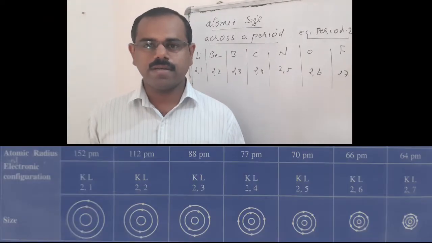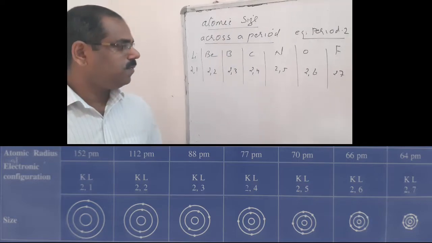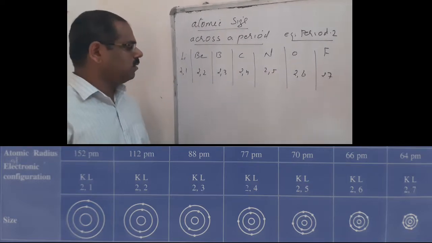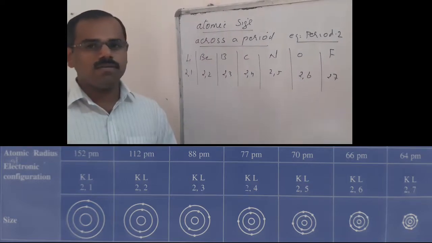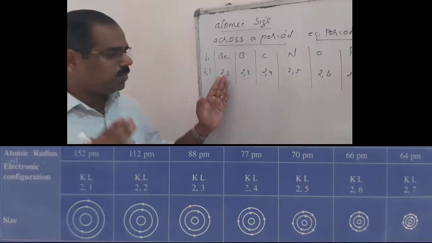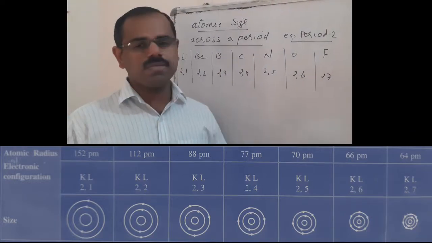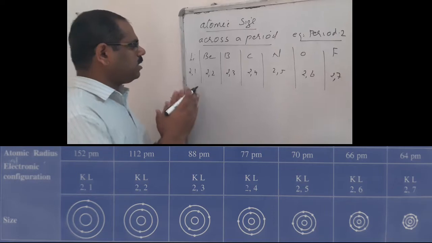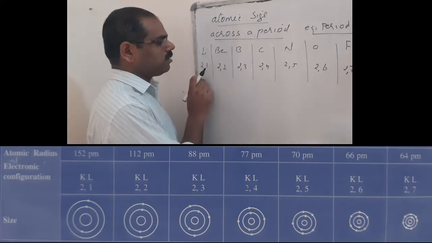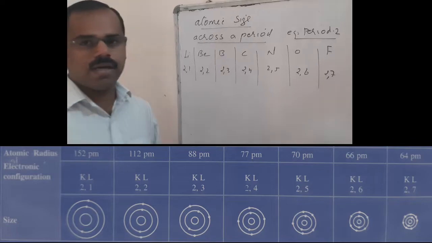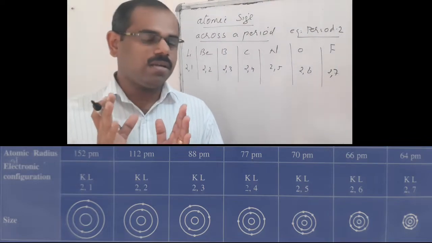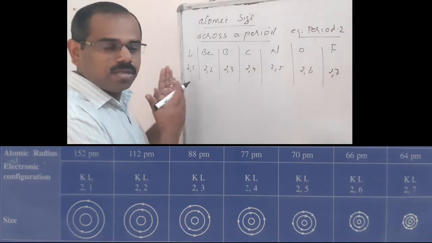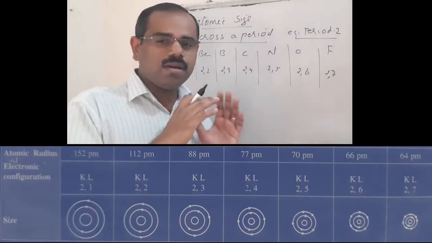While considering the atomic size from left to right of a period, we have period 2, from lithium to fluorine. You see here, in all these cases we have 2 shells. The electronic configurations are 2 1, 2 2, 2 3, 2 4, 2 5, 2 6, and 2 7. So in all these cases 2 shells are there. But you see the atomic number increases. Here atomic number 3, 4, 5 to atomic number 9. Atomic number 9 means there are 9 protons. So from proton number 3 to proton number 9, there is a corresponding increase.